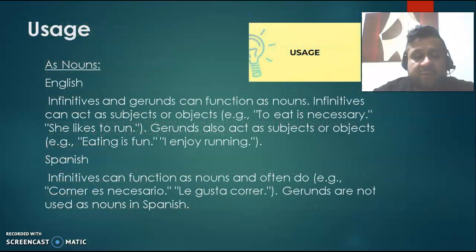Now we have to continue with the usage. As nouns, in English, infinitives and gerunds can function as nouns. Infinitives can act as subjects or objects. For example, to eat is necessary. She likes to run. Gerunds also act as subjects or objects. Example, eating is fun and I enjoy running.